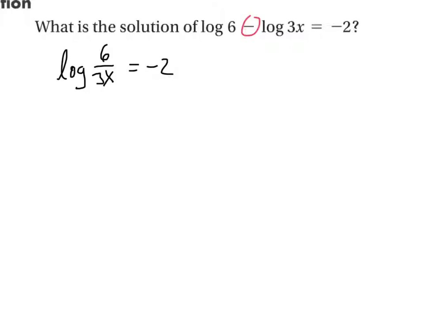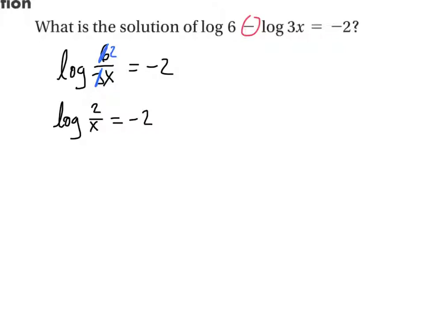Can I do something here first before I keep moving? Yes. What can I do? Simplify. 3 goes into both 6 and 3. So the 3 cancels on the bottom. On top we get a 2. So we have log 2 over x equals negative 2. Now what?